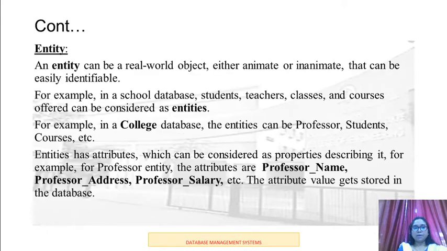Okay, so first we will discuss what is the entity. An entity can be a real world object, either animate or inanimate, that can be easily identified. For example, in a school database, students, teachers, classes and courses offered can be considered as entities.